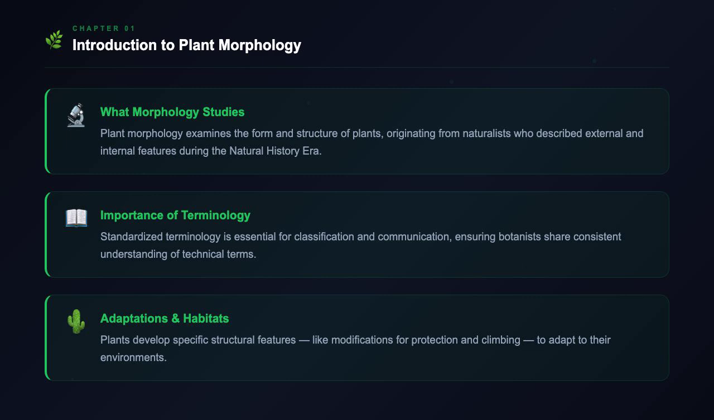Standardized terminology is crucial for classification and communication among botanists. It ensures consistent understanding of technical terms and definitions. Plants have developed specific features to adapt to habitats, such as modifications for protection, climbing, and responding to environmental conditions. These adaptations are key to understanding plant morphology.